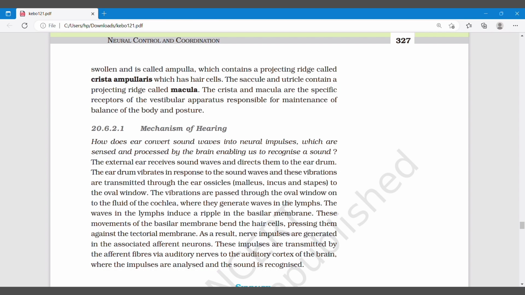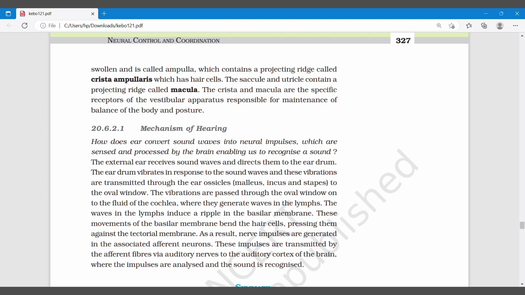And the last one is the mechanism of hearing. How does the ear convert sound waves into neural impulses, which are sensed and processed by the brain, enabling us to recognize a sound? The external ear receives sound waves and directs them to the eardrum. The eardrum vibrates in response to the sound wave, and these vibrations are transmitted through the ear ossicles, that is malleus, incus, and stapes, to the oval window.